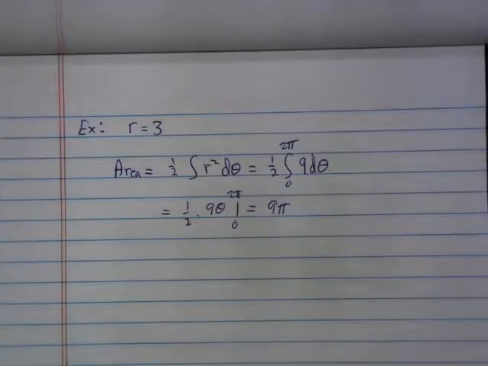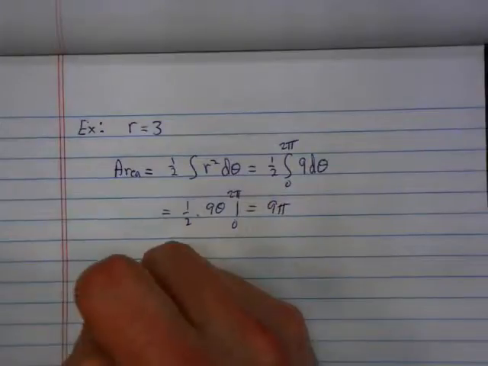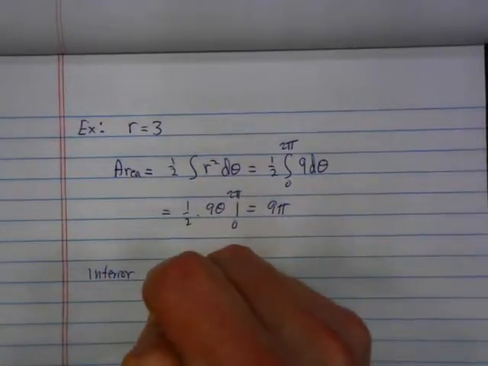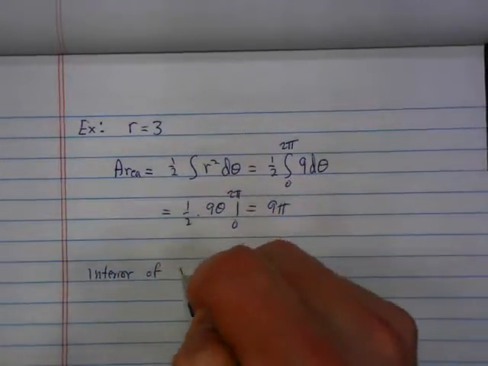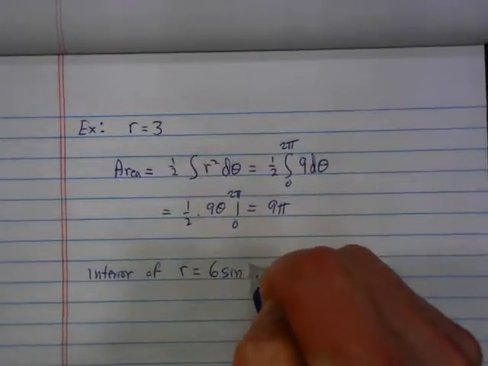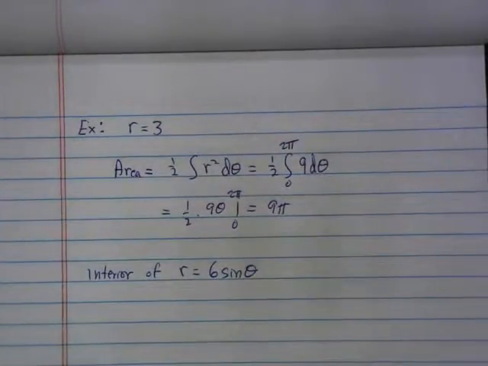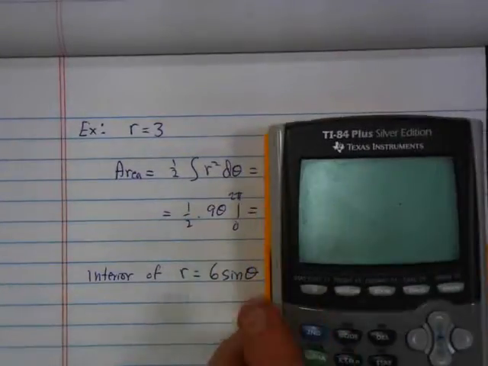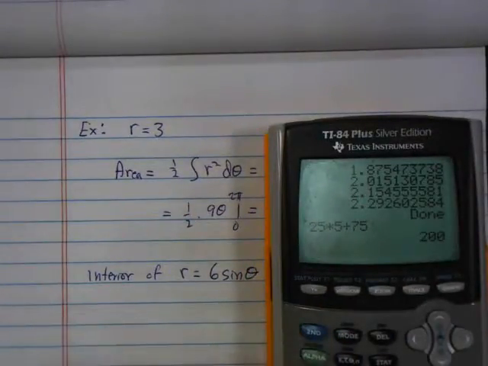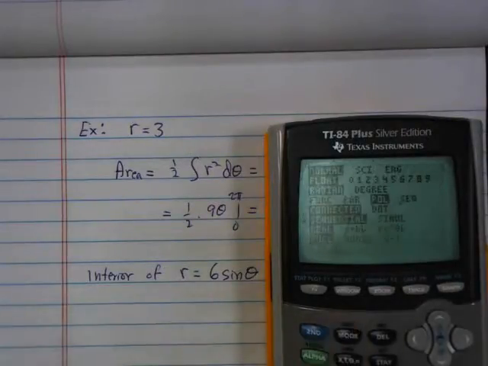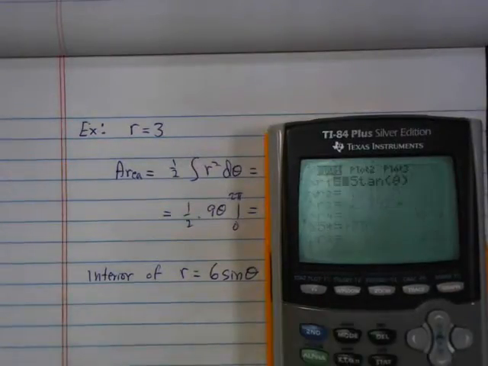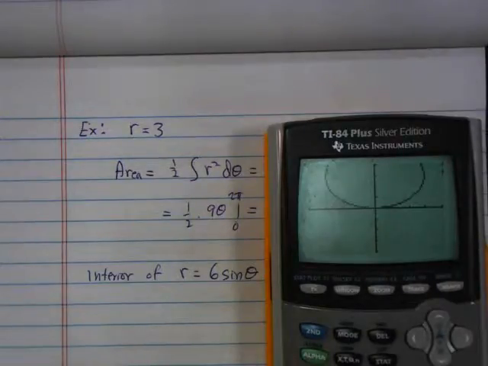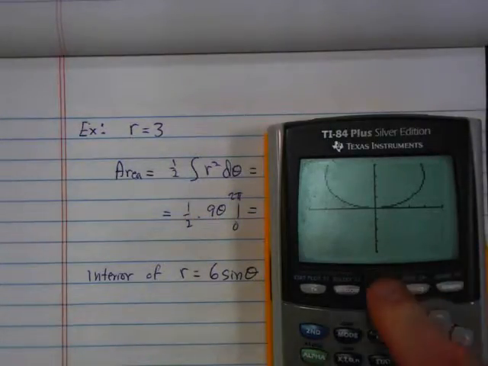All right, let's try a harder one. How about the interior of r equals 6 sine theta? What I find very helpful on these is to grab my calculator and draw a graph. Mode, I'm in polar form, that's good. r equals 6 sine theta. Graph that. Might have to zoom out a little bit.